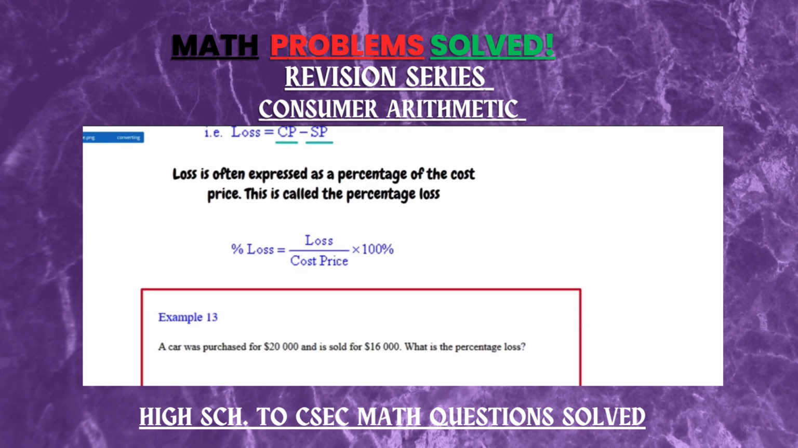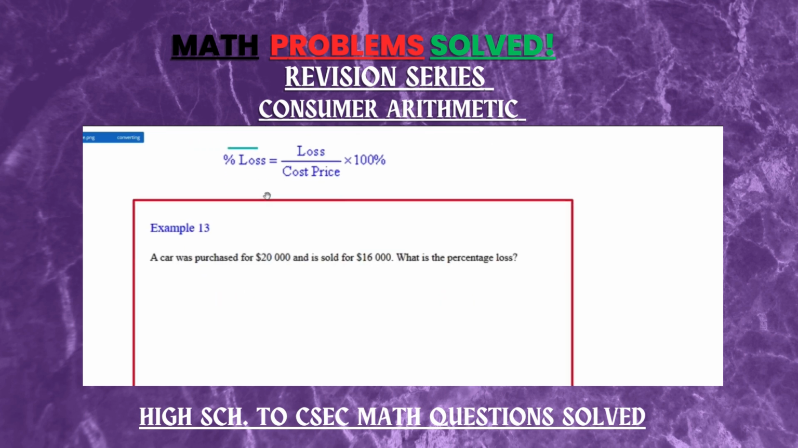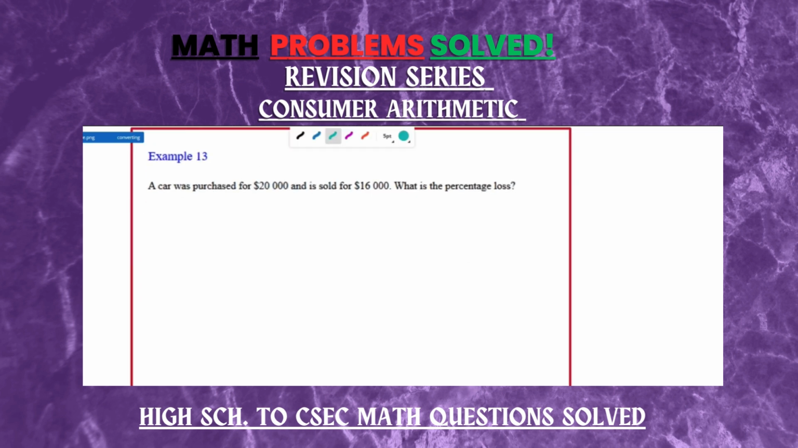This is called the percentage loss. Then, as with profit, we can find the percentage loss. We will divide the loss amount by the cost price, then multiply it by 100. You will get the percentage loss. For example, here we can see an example.